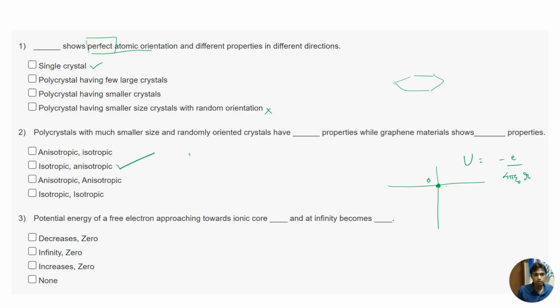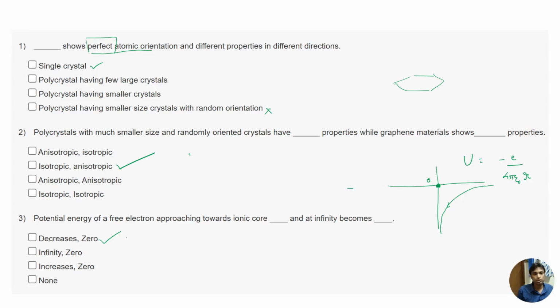Potential energy of the electron, and at infinity we know that it becomes zero. When it approaches towards the ionic core, it keeps on going down, down, down. So it keeps on decreasing, decreasing and negative. Okay, so I have to look at the curve in this way. Yes, it is negative.